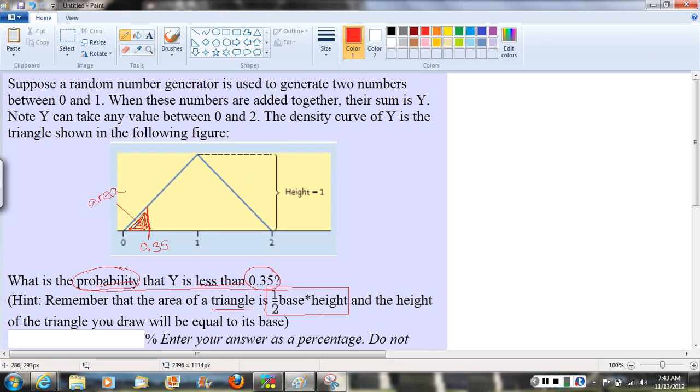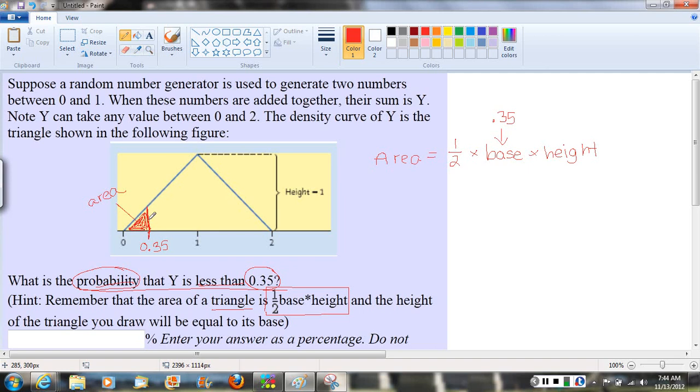So if we think about that triangle we've got, let's write that out so we can fill in the values. The area is going to be 1/2 times the base times the height. All right. So if I look over at my triangle, the base goes from 0 to 0.35. So the length of that base is 0.35. So we know this value. Now we need to find the height of this triangle.